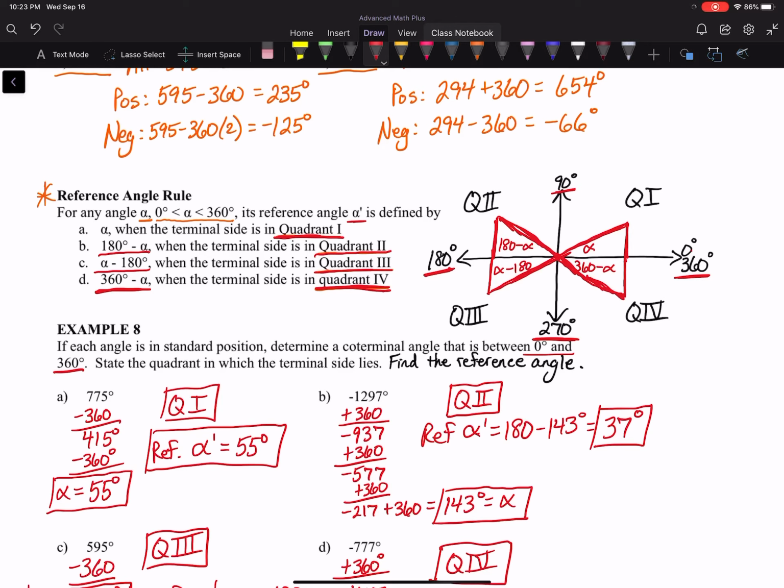Because you do need to have your reference angle rules here memorized. These are very, very important to you, and you will use them quite often, especially in Greek.